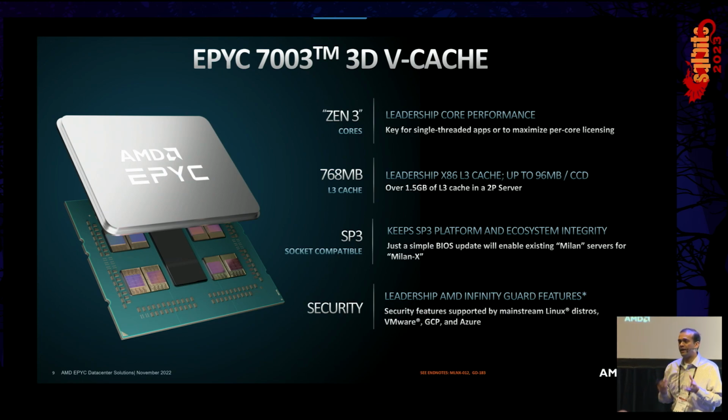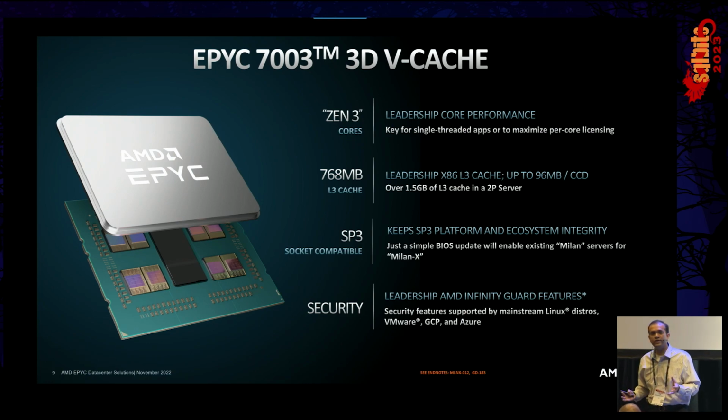Again, if your applications are very cache sensitive, you could even see up to 50-60% improvement in performance. For database applications, we see anywhere from 10 to 15% improvement in performance with this increased L3 cache. And it's also pin compatible with the third generation product. So if you're using, let's say, third generation EPYC, you could migrate to this with just a BIOS update.